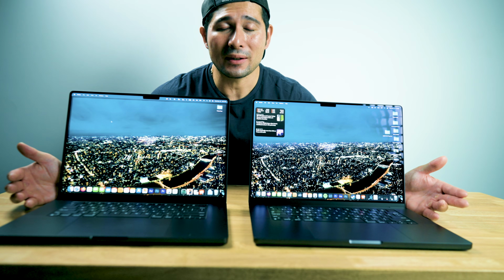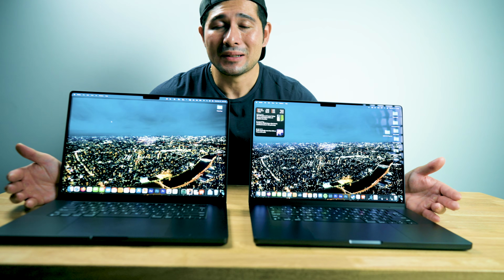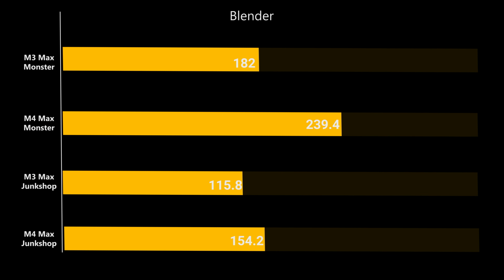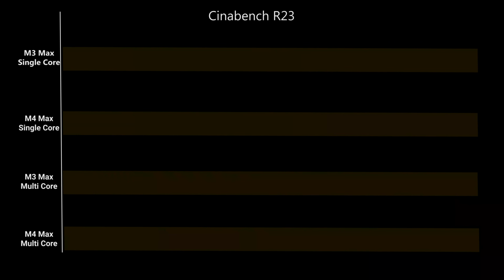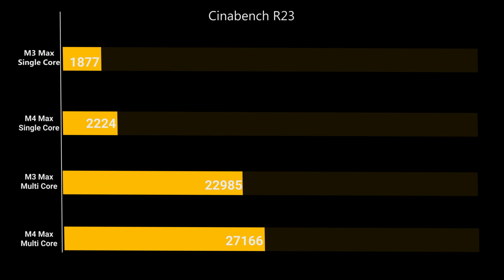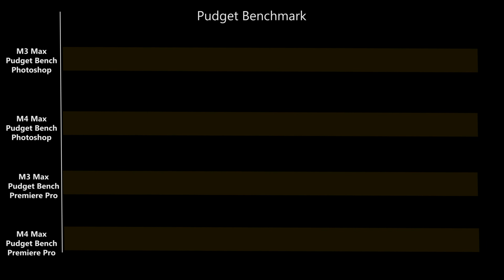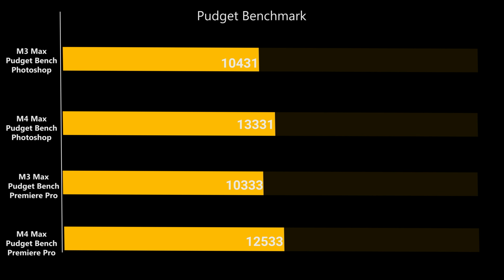Now, I remember when I first used the M3 Max, I was nearly getting 5 hours of battery life when I was in Premiere Pro. Now with the M4 Max, I was getting more around the 4-hour range, and maybe 4.5 at the most, versus the M3 Max, where I got the full 5 hours that I did.